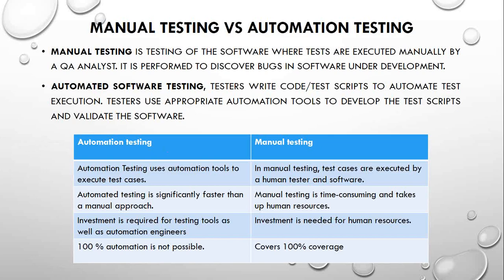I will give you some examples of scenarios in which we cannot apply automation. For example, in the case of Selenium, if you want to test the CAPTCHA when you log in, or if there are barcodes, then you cannot use Selenium.